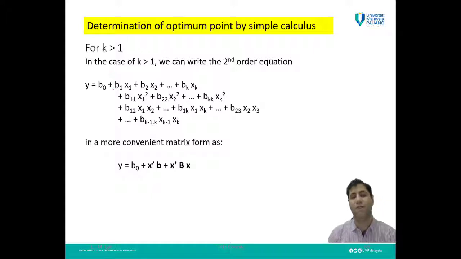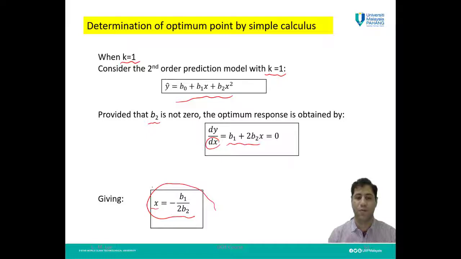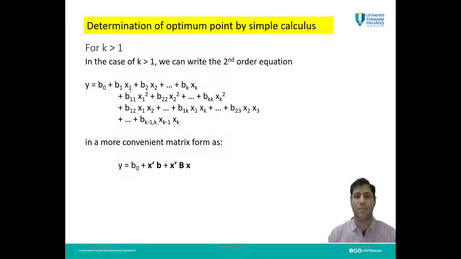When k, or the number of factors, is more than one, it is not as easy as what we have here. We cannot calculate this derivation easily, and this process is not that easy to be done, especially manually. However, I can introduce you the equation here in case the number of factors is more than one. The second order equation will be something like this.